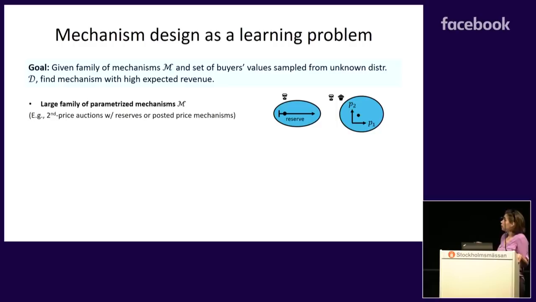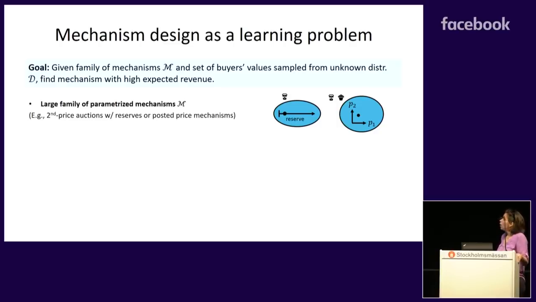So for example, if we have a single item auction scenario, and we are trying to maximize revenue, we might fix the set of second price auctions with reserve prices, which is what Ellen described at the beginning of the tutorial. Or if we are trying to price multiple items, again to maximize revenue, we might consider the set of all posted pricing mechanisms, which again, Ellen described at the beginning of the tutorial.